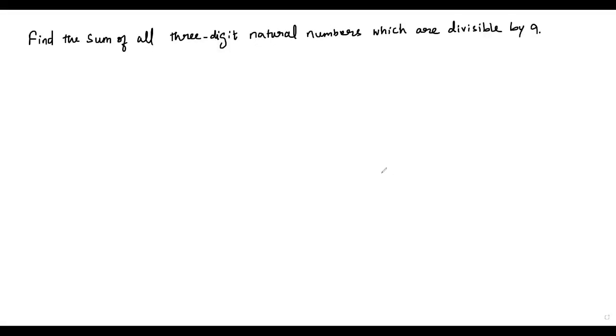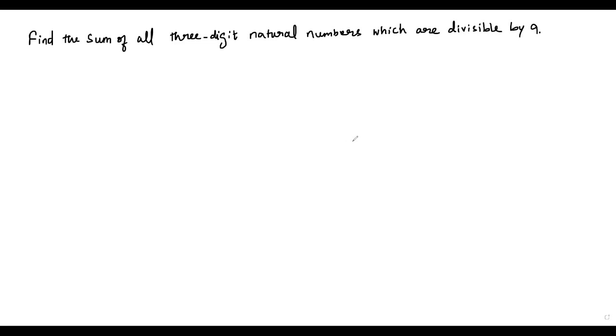Find the sum of all 3-digit natural numbers which are divisible by 9. To solve this math problem, we have to do 3 steps. One is we have to write all 3-digit natural numbers, and then among those 3-digit natural numbers, we have to identify the natural numbers which are divisible by 9. Then the third step is we have to add them all.